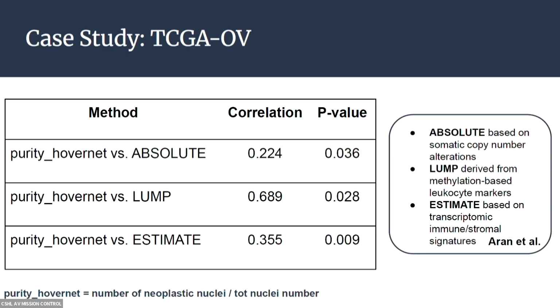Also, we check the correlation of the purity extracted from OverNet, because we compute the purity from OverNet as the number of neoplastic nuclei over the total number of nuclei, and we correlate it with the estimates from the paper by Aran et al., in which they provide ABSOLUTE, LUMP, and ESTIMATE. There are three different techniques based on somatic copy number, methylation, and transcriptomic data.